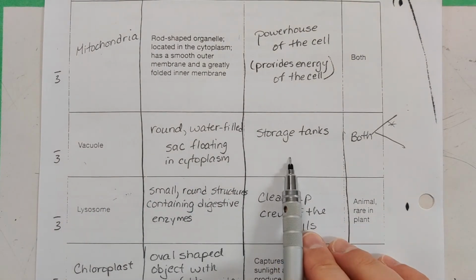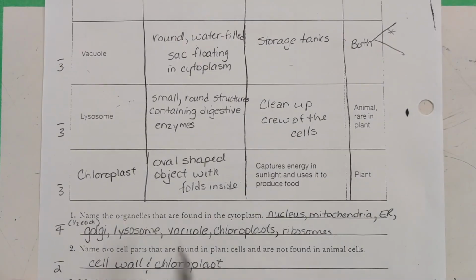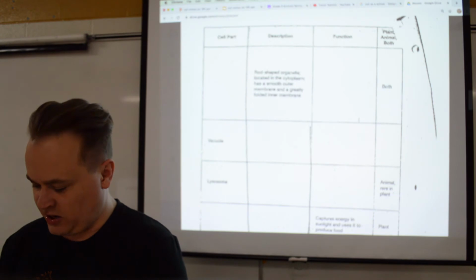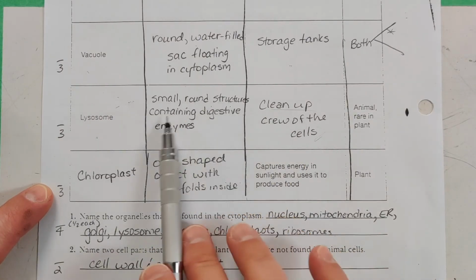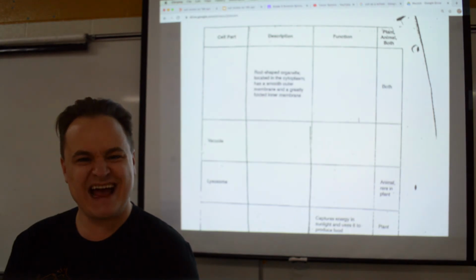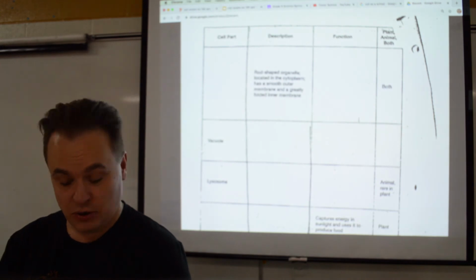It's like a storage tank, a round water-filled sac floating in cytoplasm. We've got the lysosome, the janitor, the custodian, the cleanup crew of the cell, a small round structure containing digestive enzymes. Enzymes break things down. Animal, rare in plant, but it is technically in both.